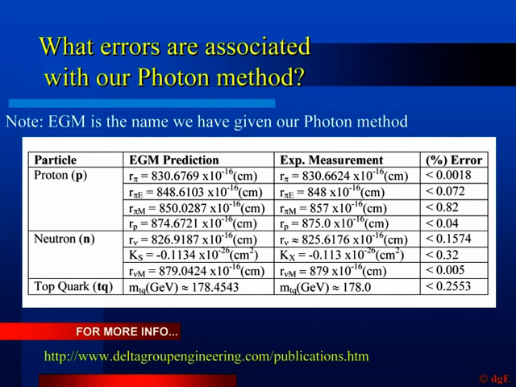4. The neutron mean square charge radius as reported by Kamenov, and 5. The 2005 top quark mass energy value as determined by the D0 collaboration. As can be clearly seen from this table, the largest error associated with any prediction is less than 0.82%. If we consider experimental uncertainty, then the EGM predictions are in fact exact.